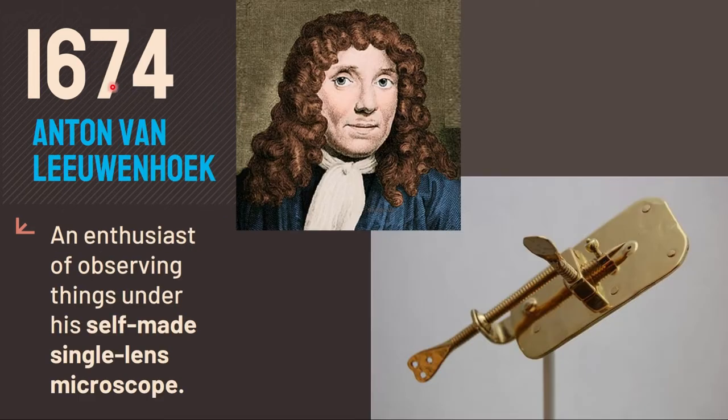Now, in 1674, Anton van Leeuwenhoek, so we pronounce W as V. So Anton van Leeuwenhoek, he made his own microscope. This microscope is a single lens microscope because it only contains one glass lens.